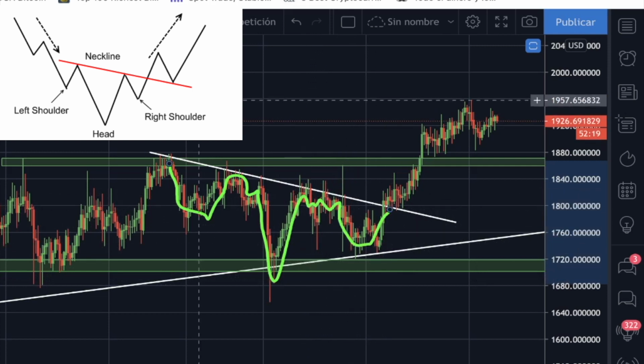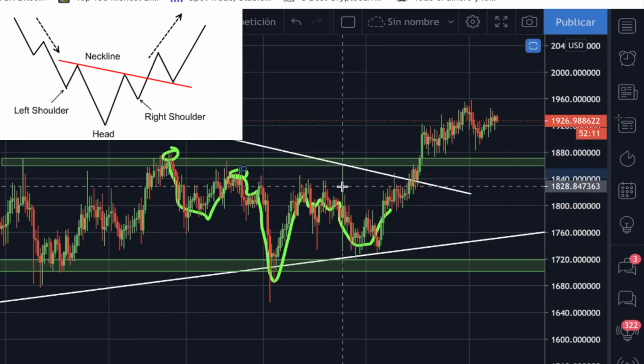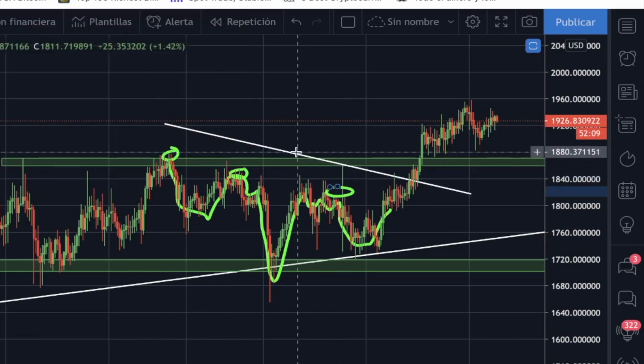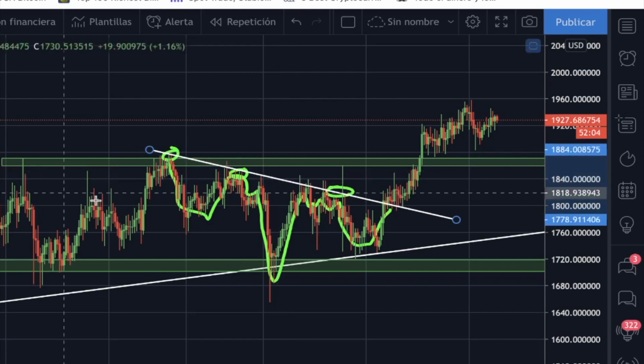And as you can see, there are clear lower highs here on the chart creating this neckline. Can you see the lower highs? Look, there's a point there, one there, over here. So this is creating the neckline, as you can see here on the chart.